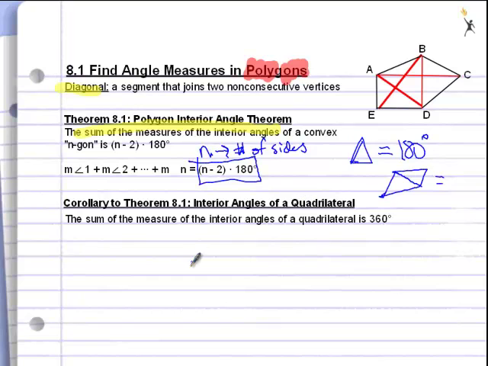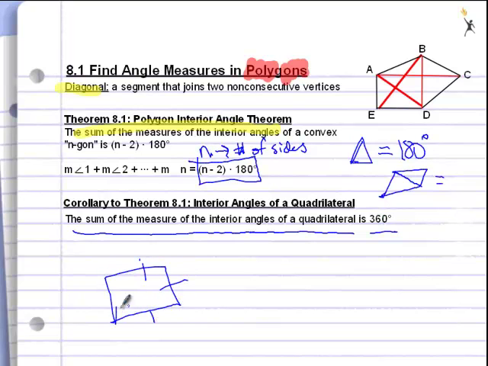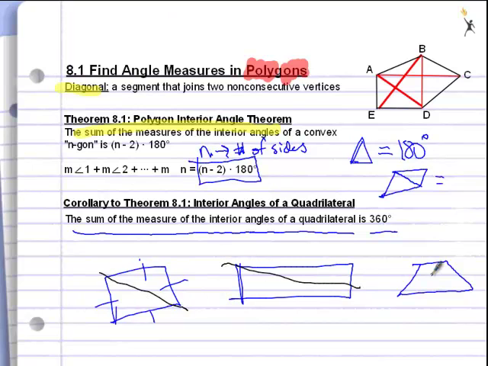And we're going to find out why that's important in the next page. But aside from that, you're also told this: the sum of the measures of the interior angles of a quadrilateral is 360. You already knew that. We knew that any quadrilateral, whether it's a square or a rectangle or a trapezoid, you can randomly cut it into 2 triangles. And because it's 2 triangles, it has 2 180-degree measures, which means 360 degrees.